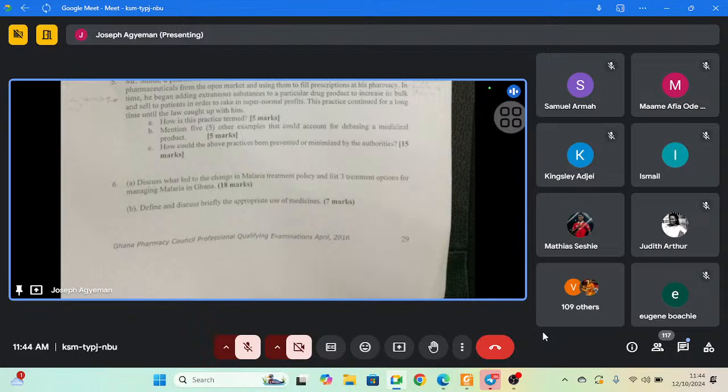Assessment of the problem of rational use of medicines, where you assess the type, the magnitude, and the reason behind irrational use of medicines. Never forget to make that statement after defining the appropriate use of medicines, that anything that goes against the rational use becomes irrational. Then you cite strategies that can be used to curb irrational use of medicines. Then you conclude. So that is how it's supposed to be.